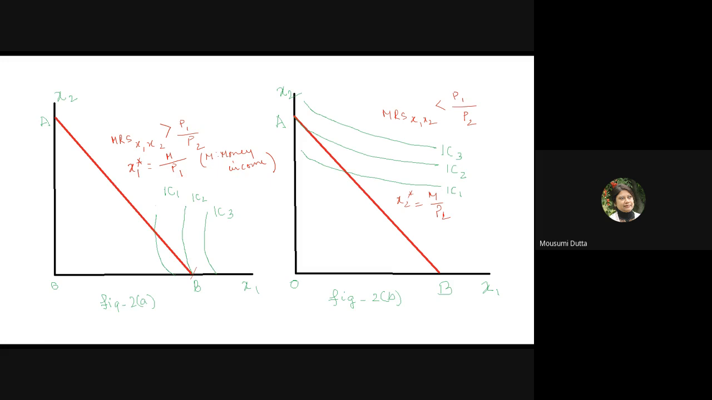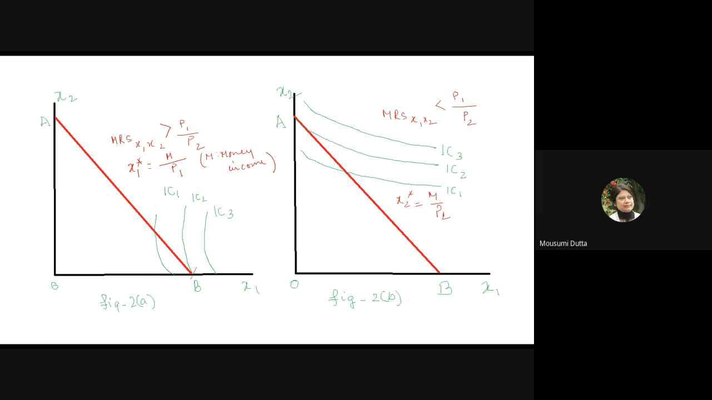Here I have one question. Is B a point of tangency between the indifference curve and the budget line? No. What do you think? Anyone, please try. I think it is not tangency. Why are you telling it is not? Because they are meeting only at one point. Exactly.